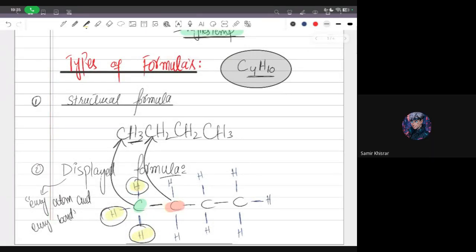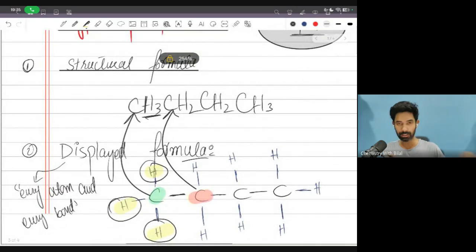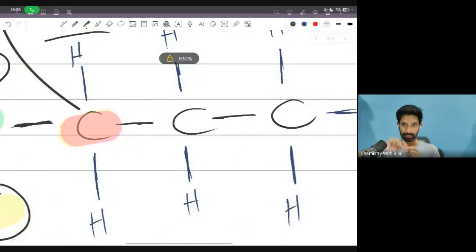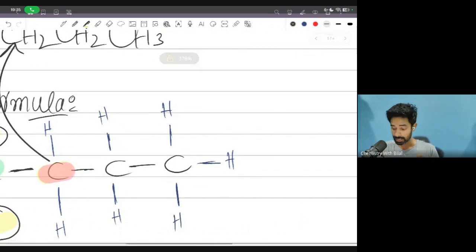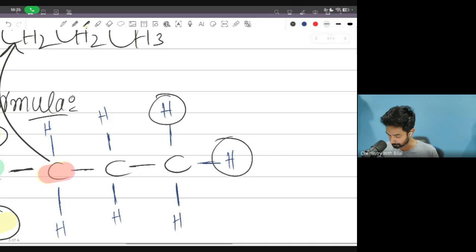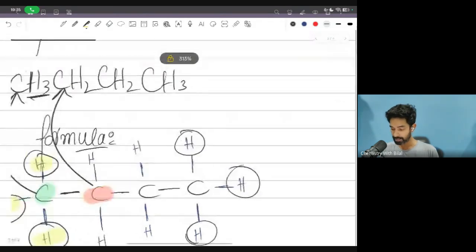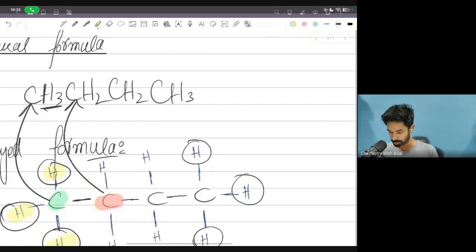Sir, can you explain one and two again? So in displayed formula, you open the molecule, you show every bond. I mean the lines. These lines are called bonds. You show every bond separately and every atom separately, an open structure. Whereas in structural formula, you just remove the bonds and you just show the carbon and its attached hydrogens, without the bonds. Correct? Okay. Make sense, everyone?